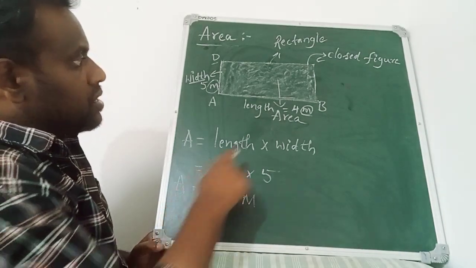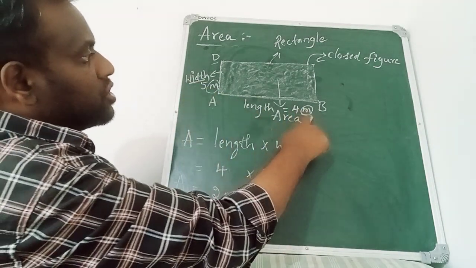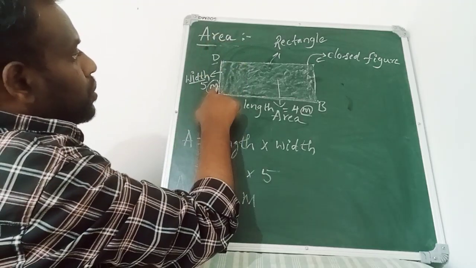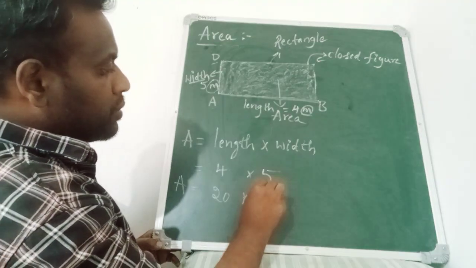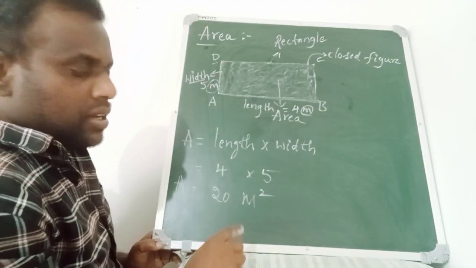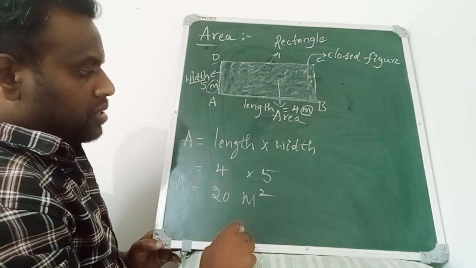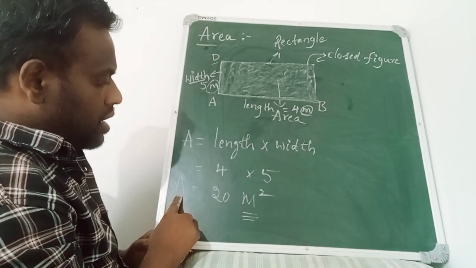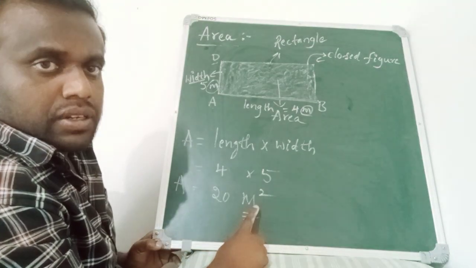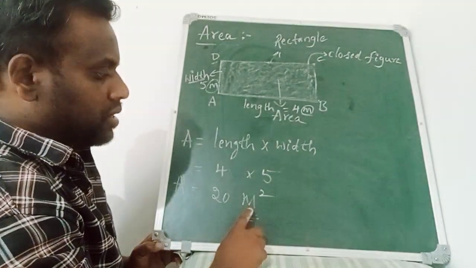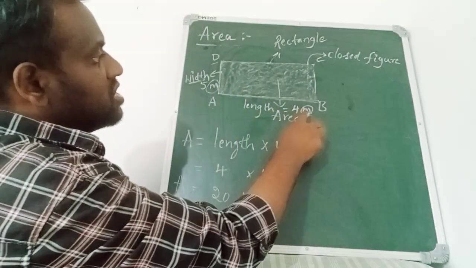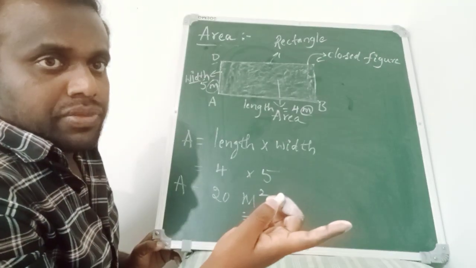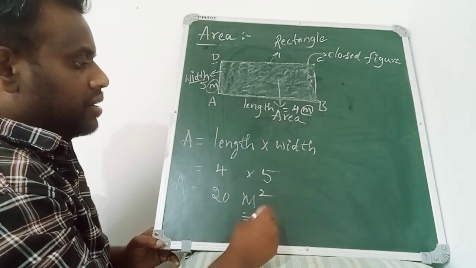Since this is the area, for length and width we just write meter only. But when it comes to area, you have to write meter, then square, like meter square. So this is the unit. Area A is equal to 20 meter square, not just meter. This is very important. If the lengths and widths are in centimeter, then it will become centimeter square. This unit is also important.